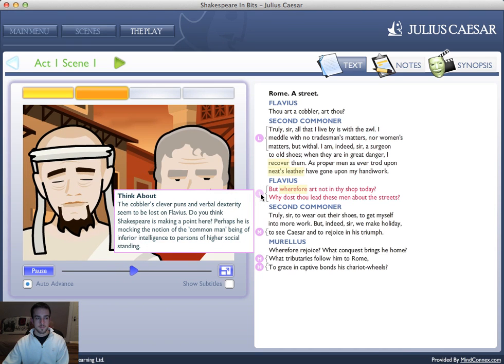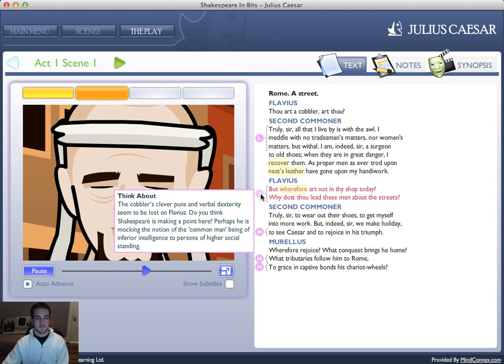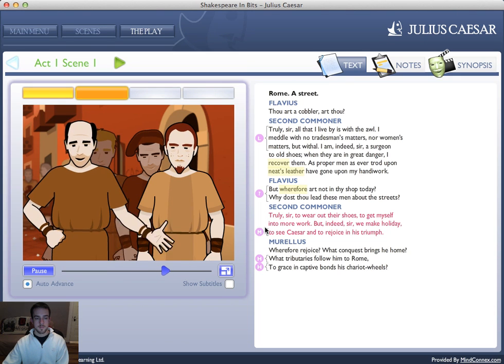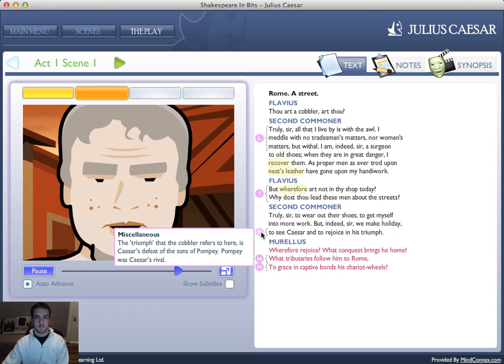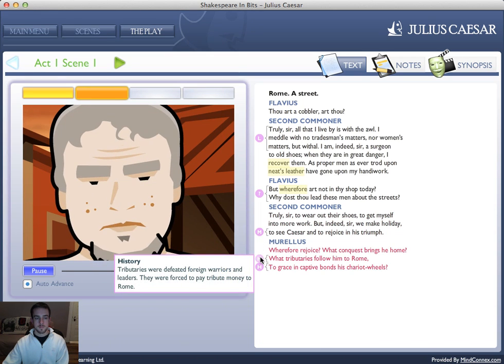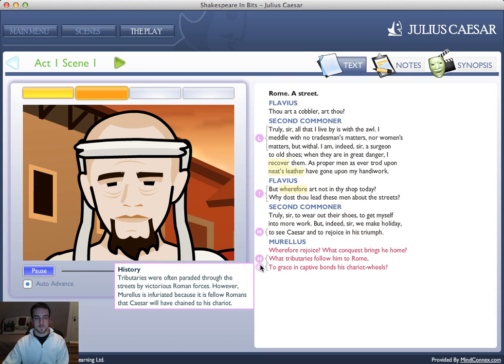But wherefore art not in thy shop today? Why dost thou lead these men about the streets? Truly, sir, to wear out their shoes to get myself into more work. But indeed, sir, we make holiday to see Caesar and to rejoice in his triumph. Wherefore rejoice? What conquest brings he home? What tributaries follow him to Rome to grace in captive bonds his chariot wheels?